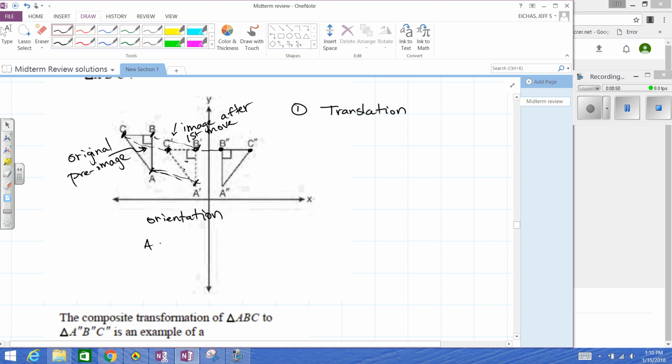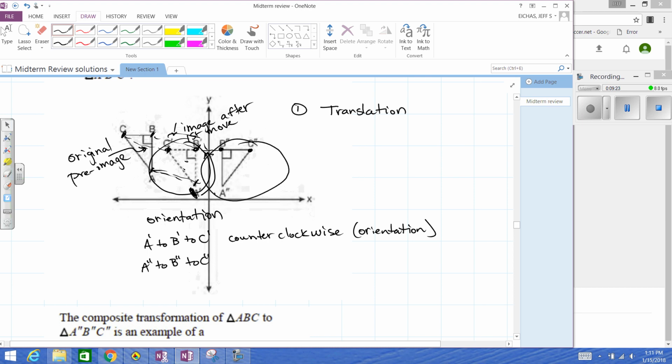So if we go from A prime to B prime to C prime, what I like to do is circle it, start at A prime, and move to B prime. That direction is going against the clock, which is counterclockwise. So that's the orientation of that particular diagram. Now, if we go A double prime to B double prime to C double prime, circle it, start at A double prime, move to B, continue to C, back around. That went clockwise. Okay, it changed the direction of the letters, the arrangement of the letters.